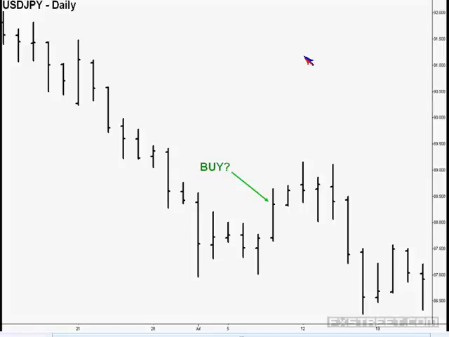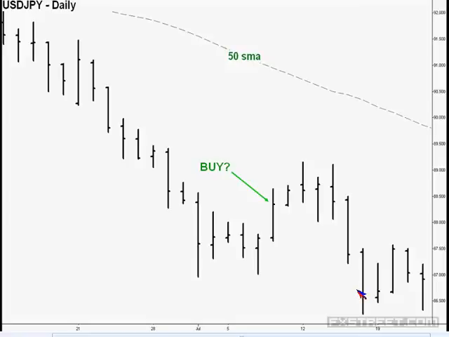Here's that dollar-yen example I gave you earlier. Now, remember, we originally wanted to purchase this because we thought it bottomed out. But then look what happened. We had a nice little bounce that quickly faded out. And after that, we were left holding the bag, and we thought we were picking a bottom, and it turned out to be a loss.